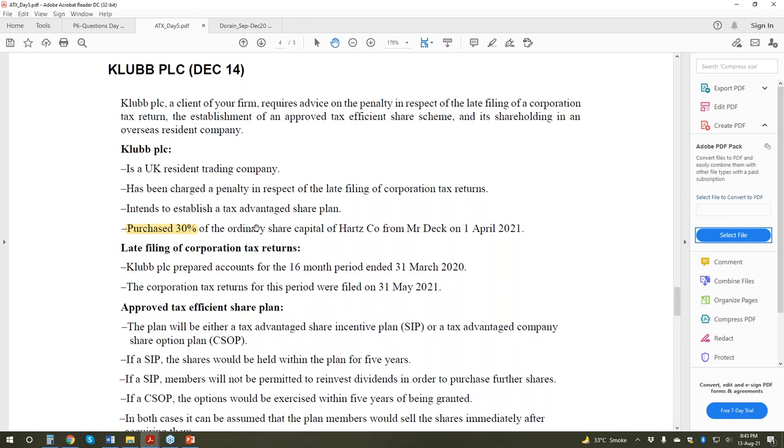Late filing of CT returns. I guess this is the heading that relates to part A, and by answering this, I can easily kick out part A and earn a good 3 to 4 marks.